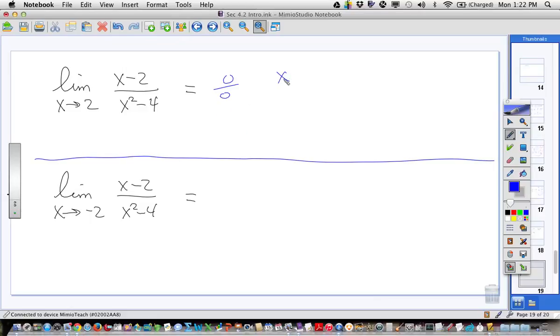Now some of you might have skipped right over that because it was so obvious that we're going to factor. So x minus 2, x plus 2, the x minus 2's cancel. You get 1 over x plus 2. Now you plug your 2 in, and you get 1/4.